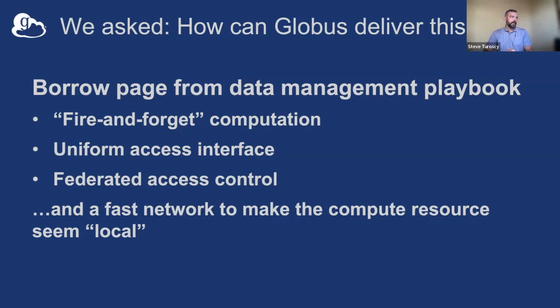Federated access control: Lee talked about Globus Auth and the fact that we have around 2,000 IDPs. You can essentially log in with Globus Compute to whatever IDP you want. I will be logging in using Chicago, but you can log in using any resource that we provide. Fast network makes the compute resource seem local, so wherever your compute function is, it's going to run pretty fast.